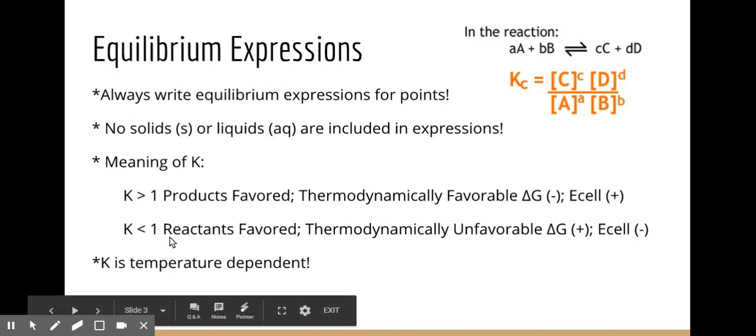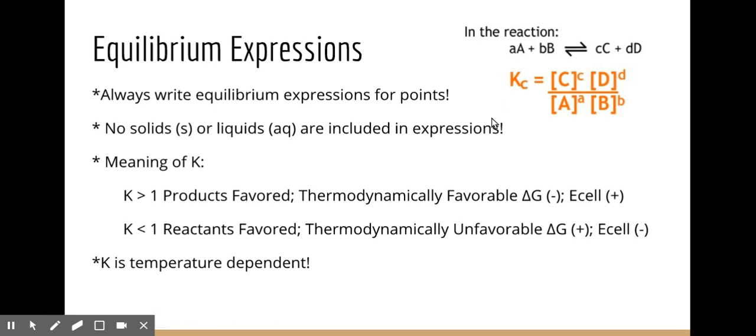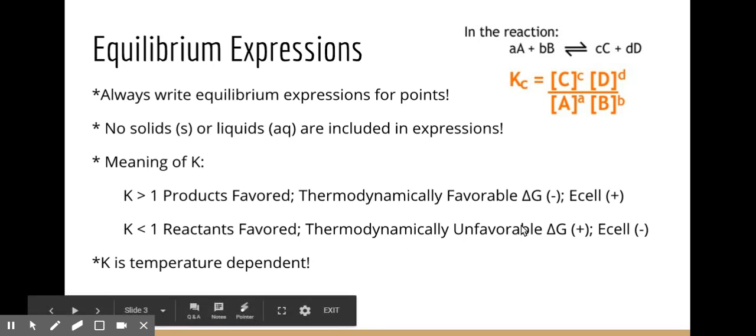If K is less than 1, then the reactants are favored. And that makes sense because this value would be greater than the top. So that means the K value would be less than 1. And that means that the reaction does not proceed on its own. It's thermodynamically unfavorable, and we give it a positive delta G. Also, coming back to electrochem, E cell is negative in that case. Now, one other thing to remember is K is temperature dependent, okay? The only time when K changes is when temperature changes.